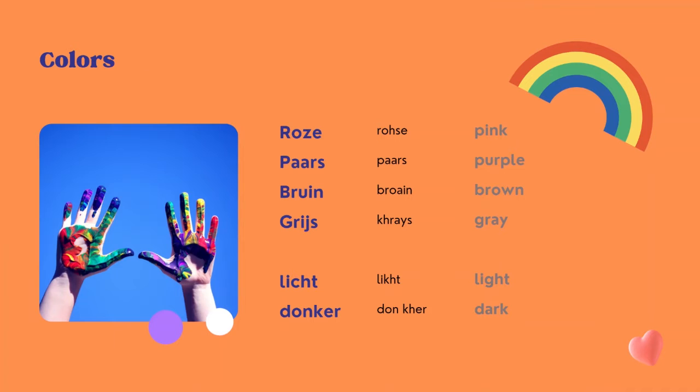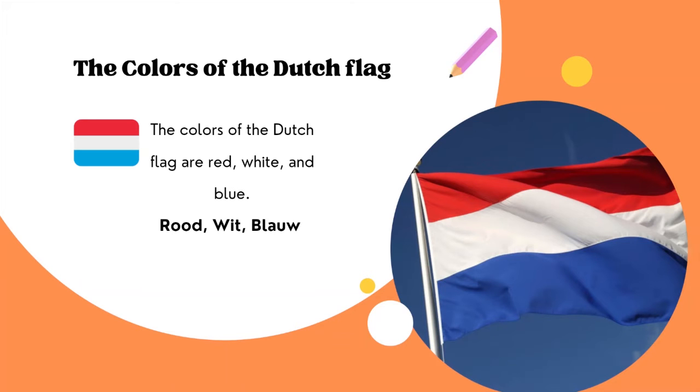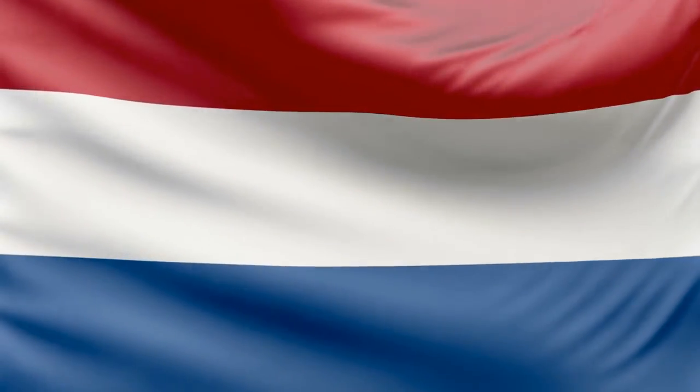So I have one question for you. Do you know what actually the colors are of the Dutch flag? No, you don't? Let me tell you a little bit about that. The colors of the Dutch flag are red, white and blue. So in Dutch you would say rood, wit and blauw. And you see these stripes are horizontal. If you look for example at the French flag, it has the same colors but they are vertical, right? So that is a difference.